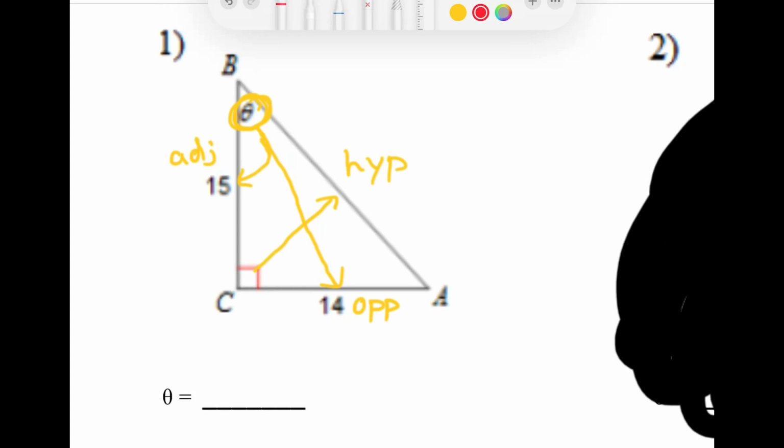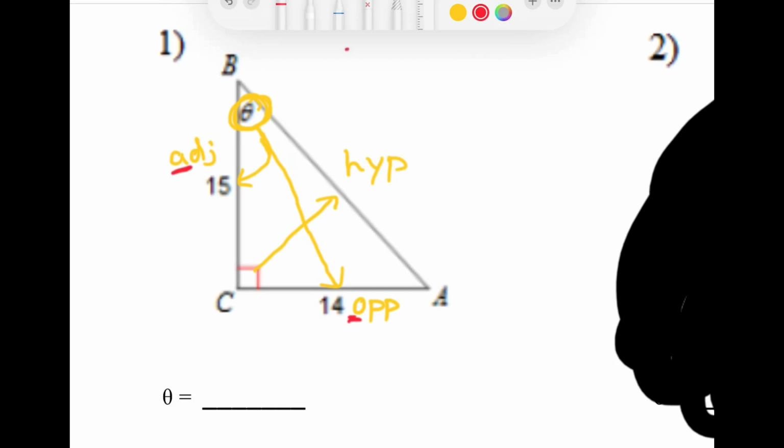So once we've identified our opposite, hypotenuse, and our adjacent side, we can identify which sides are actually involved in the problem. So in number 1, there is nothing on our hypotenuse. Yes, there is a hypotenuse, but we don't care about how long it is or the value of it. So we're only worried about the adjacent and the opposite side.